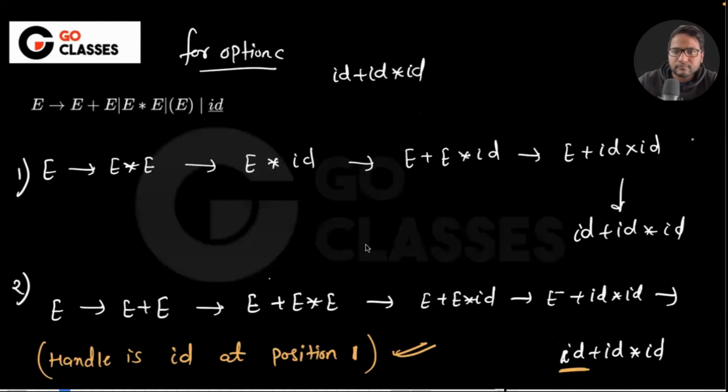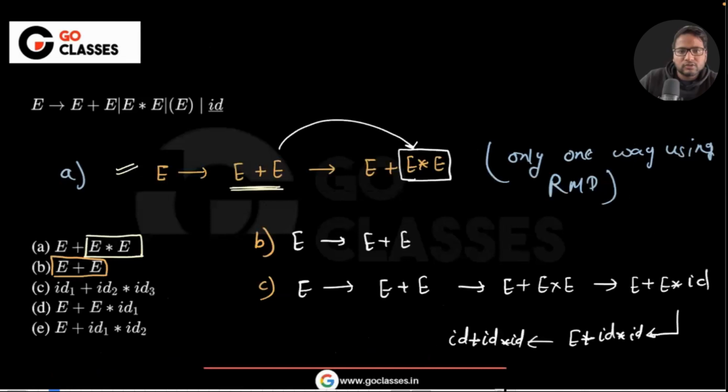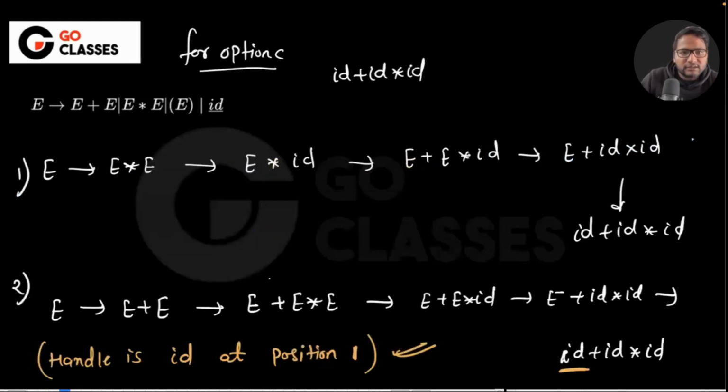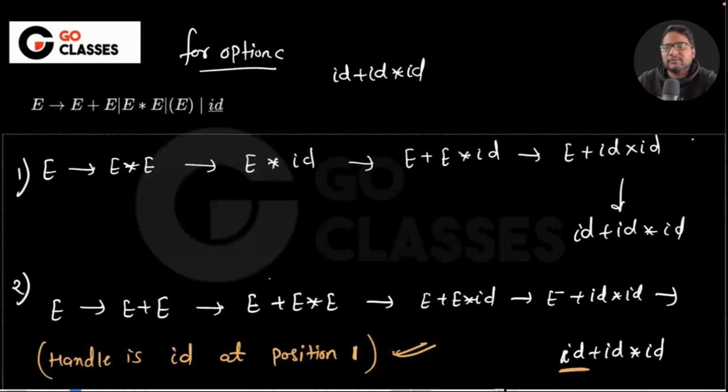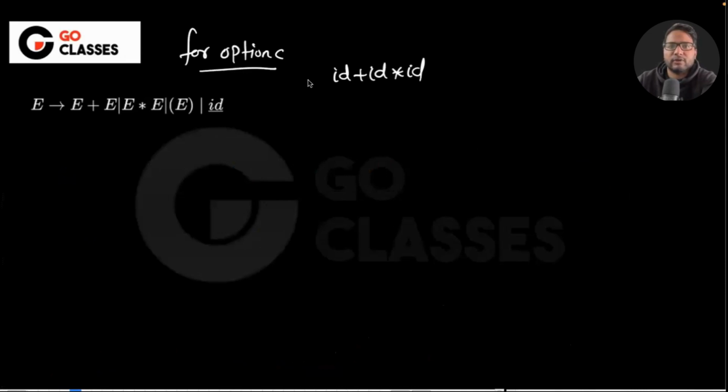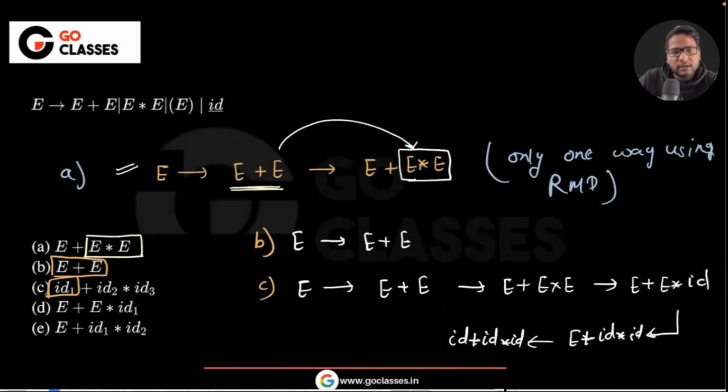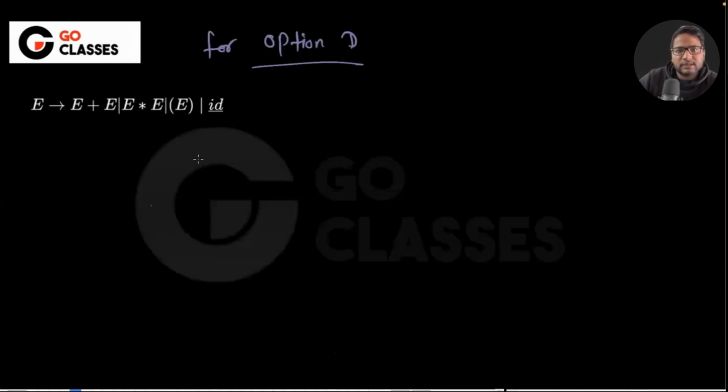Now let's see the next question. Here in this question, ID was the handle, like in option C. So let's see the third option, E plus E into ID. Yes, this grammar is ambiguous, that's fine. Let's not worry about whether the grammar is ambiguous or unambiguous. Let's just find the handle if we can. So let's see option D. Option D is basically saying E plus E into ID.